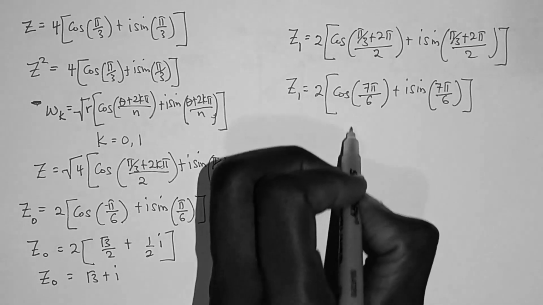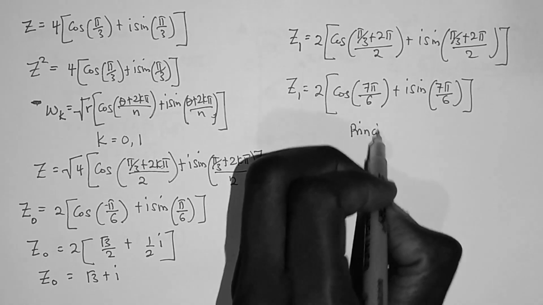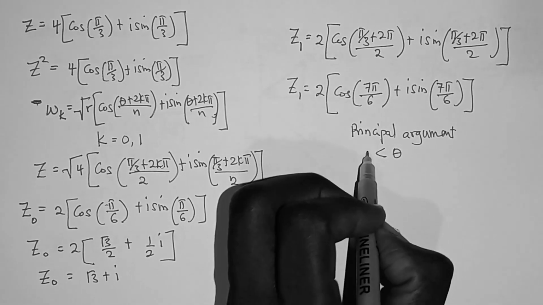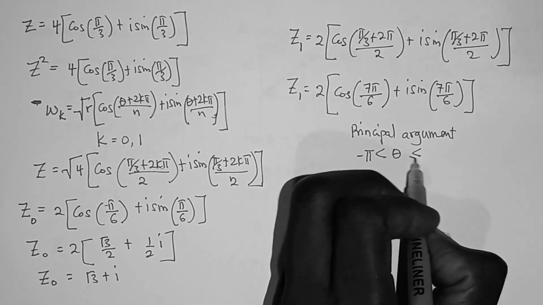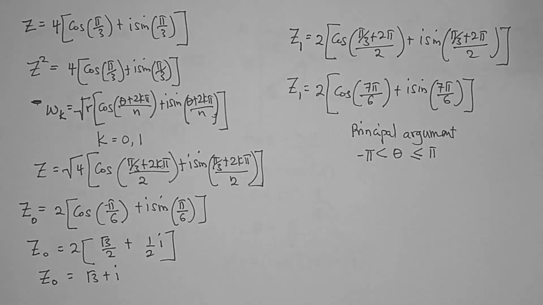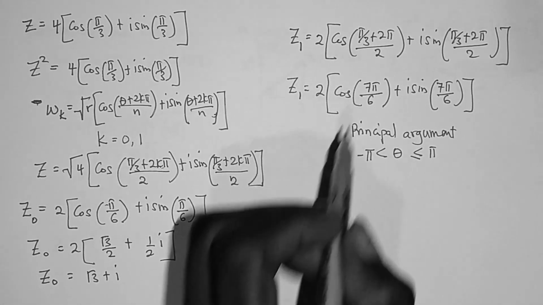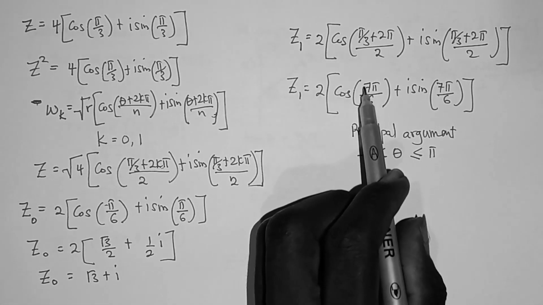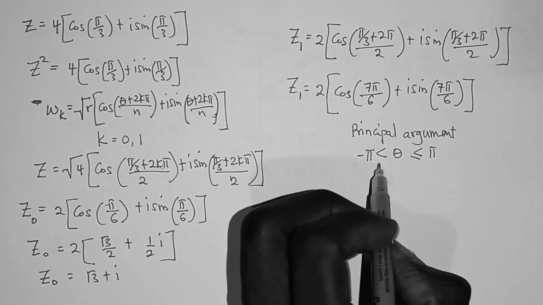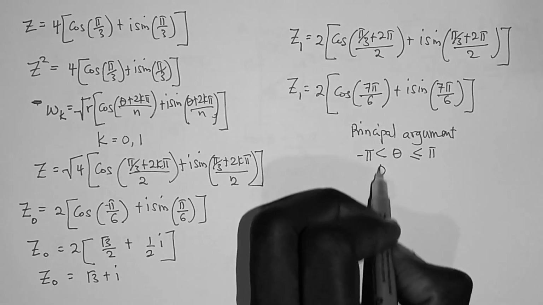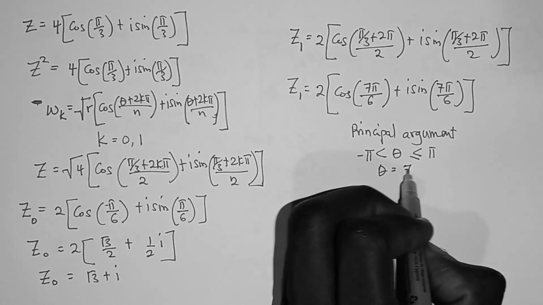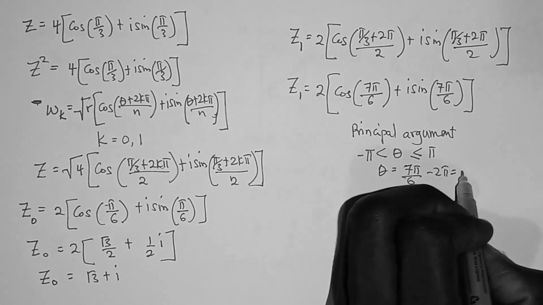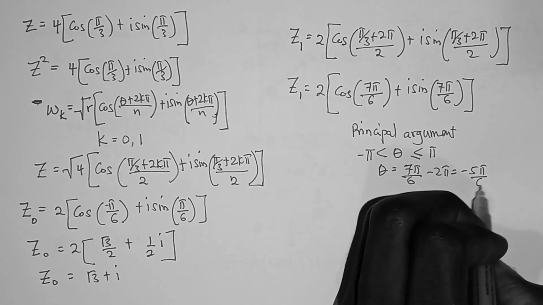But remember that we said for the principal argument, the value of theta is greater than minus pi but less than or equal to pi. You see that 7 pi over 6 is greater than pi, and therefore we must subtract 2 pi from 7 pi over 6. So theta in this case will be equal to 7 pi over 6 minus 2 pi, and this is equal to minus 5 pi over 6.